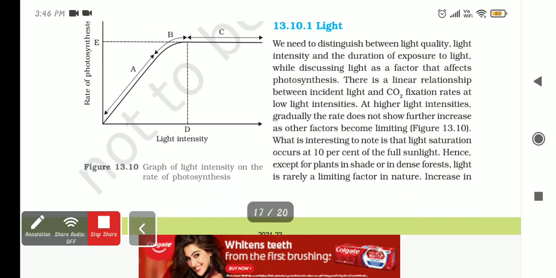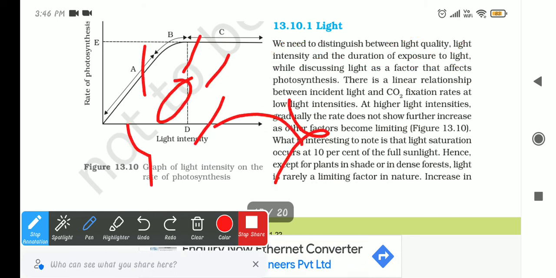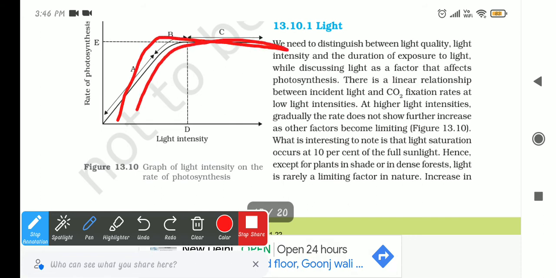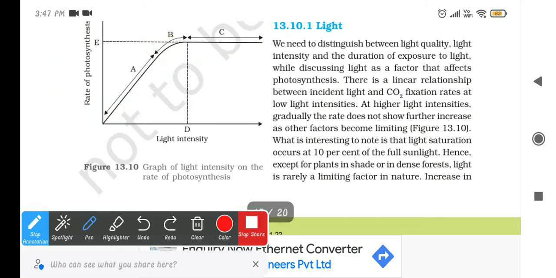First we are going to discuss light. Light quality, light intensity, and duration of exposure, that is how much time light energy is given to it, are factors which affect photosynthesis, and there is a linear relationship with the rate of photosynthesis. At higher light intensities the rate doesn't show further increase as other factors become limiting.